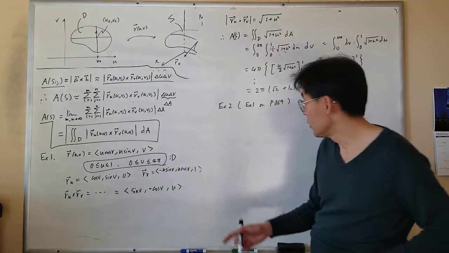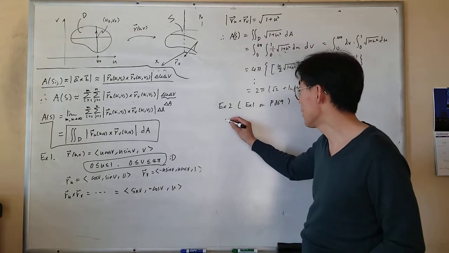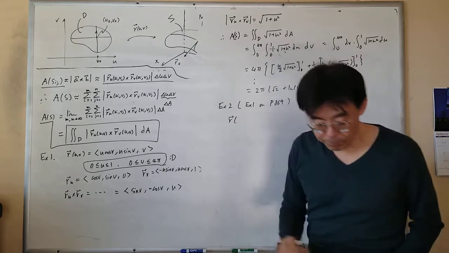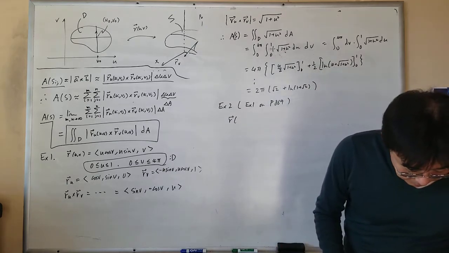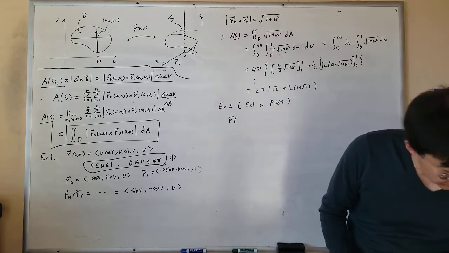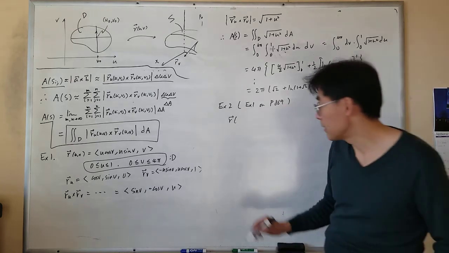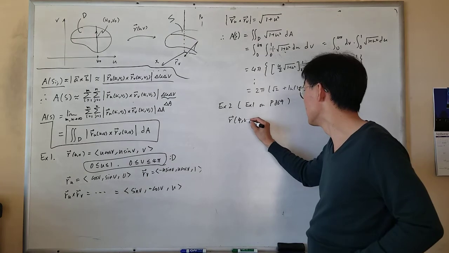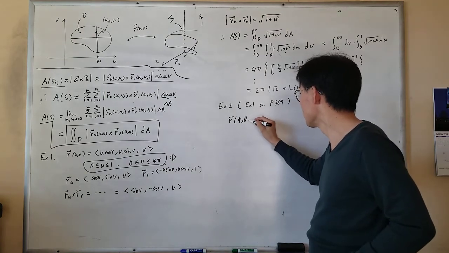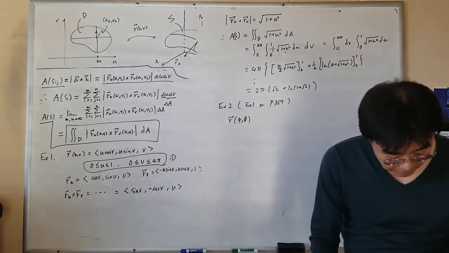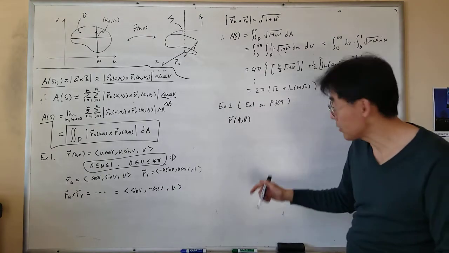The only thing you have to remember is that instead of r, u, v, in this case it's going to be phi, theta. We're using phi, theta instead of u, v. So phi, theta is our parameter domain, and the radius is a.